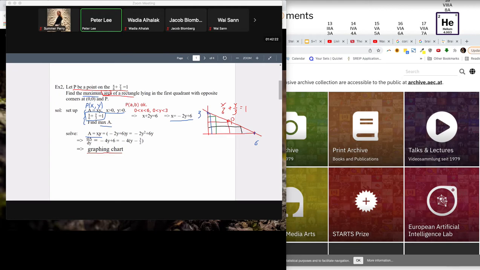Sometimes the choice of the variable will make a significant difference, as you will see. So whether you want to eliminate the x and keep the y, or eliminate the y and keep the x, that is something you have to think about. On this problem, it doesn't make that much difference, but on other problems, it will make a significant difference in terms of calculation.